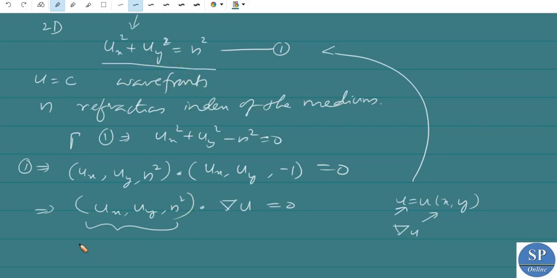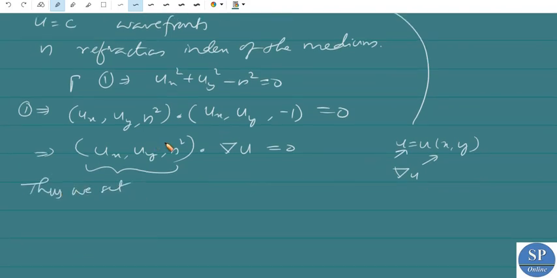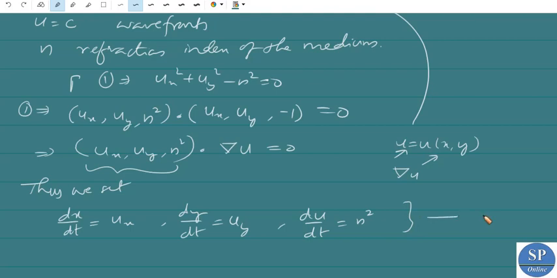So for that we set dx by dt equal to ux, dy by dt equal to uy, and du by dt equal to n square. That is the characteristic equation for this. So we set dx by dt is equal to ux, dy by dt is equal to uy, and du by dt is equal to n square. Let us number this system as 2.